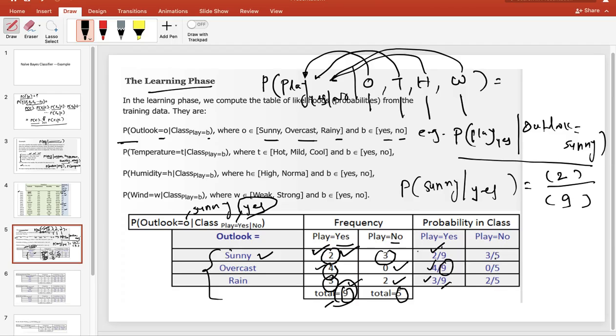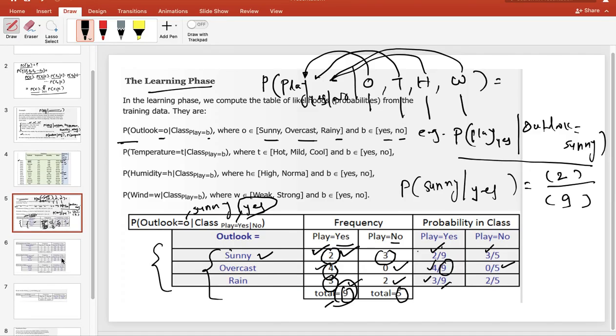Similarly, probability of no. So there are total 5 no's. We did not play on 5 days, and out of those 5 days, 3 days it was sunny weather, right? Sunny outlook. Similarly, we did not play total 5 days, and out of those 5 days, overcast was 0. On no day it was overcast weather, right? Similarly, this one. So that is how we compute the probabilities.